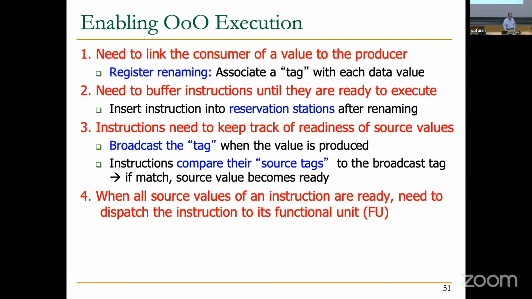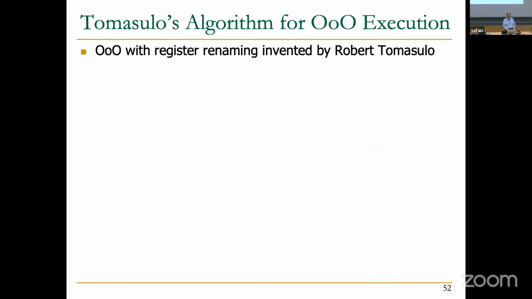When an instruction is done, we broadcast the tag when the value is produced. So when an instruction has finished execution and produced the value, we need to broadcast the tag to the whole memory structure that we have inside the processor. Then instructions need to compare their source tags to the broadcast tag. And if there is a match, then that source value becomes ready. And when all source values are ready, we need to wake up the instruction and send it to execution.